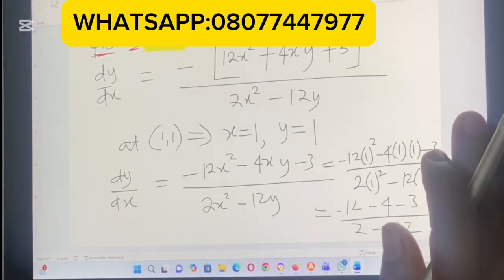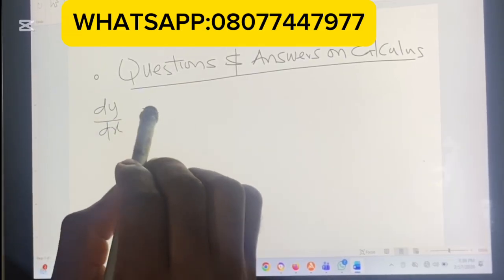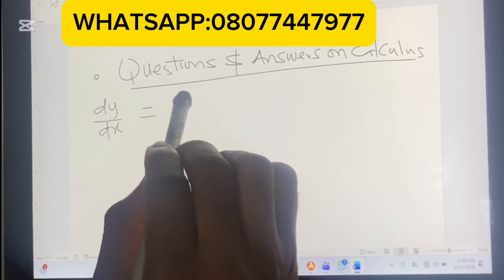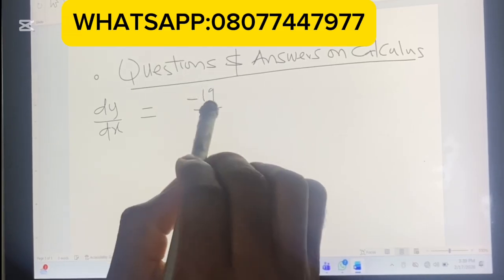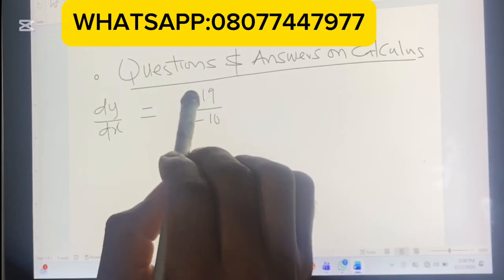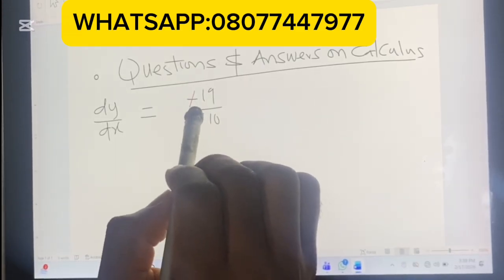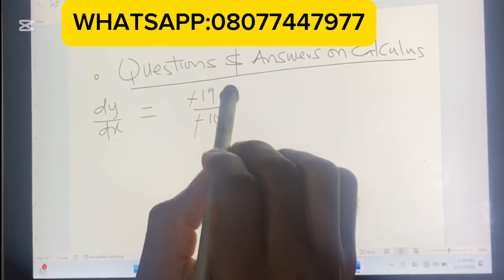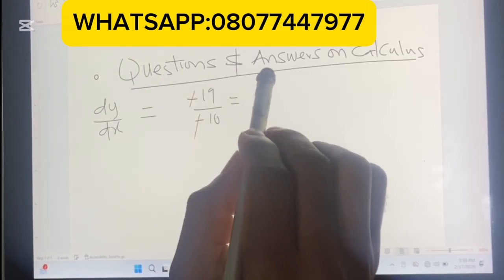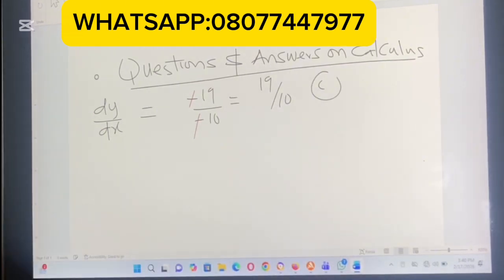When you do that, we have something like this, class. dy over ds will be equal to, class, minus 19 over minus 10. So this minus at the numerator will cancel the minus at the denominator. So I'll be left with 19 over 10. Please take note. So the answer there is option C. Let's solve the next question here, class.